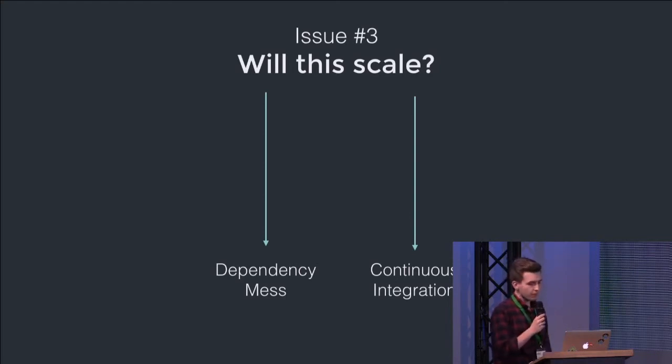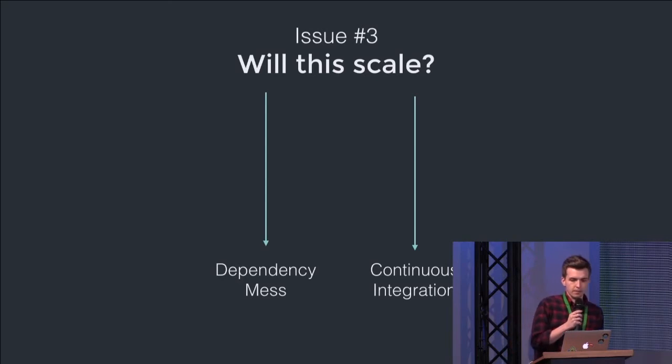The first one is dependency mess, because you have 2, 3, or 4 platforms in one repo. Some people don't even get that. And the second is continuous integration, because tests need to be fast, yet they need to cover all our platforms.